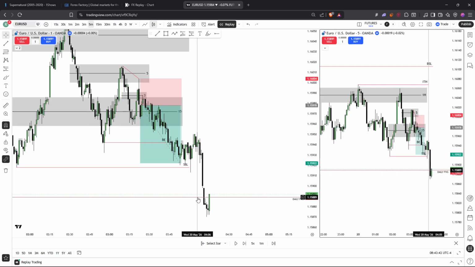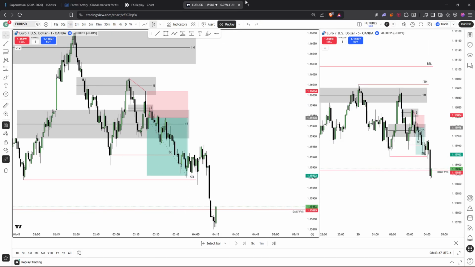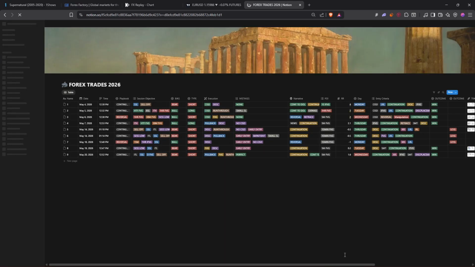The daily fair value also got hit. This was my external target. So technically, as you can see, if I just show the journal here as well, overall my trading decision making is going pretty accurate as of now.